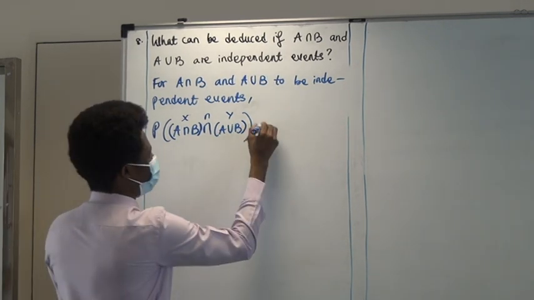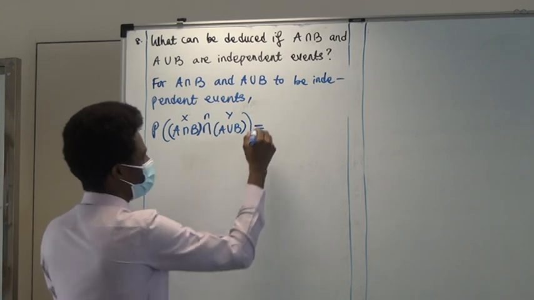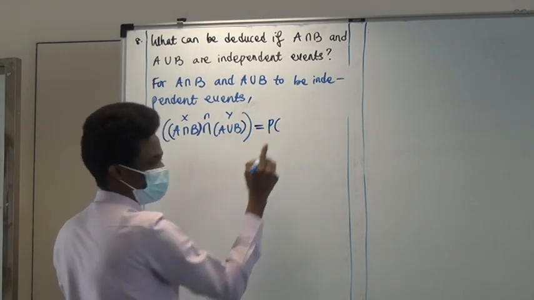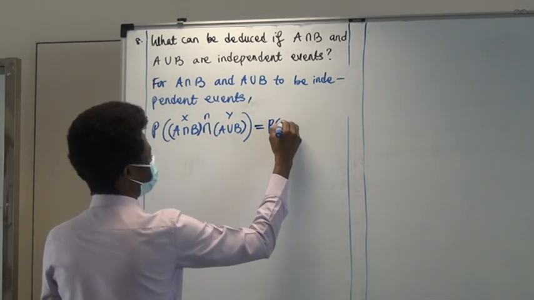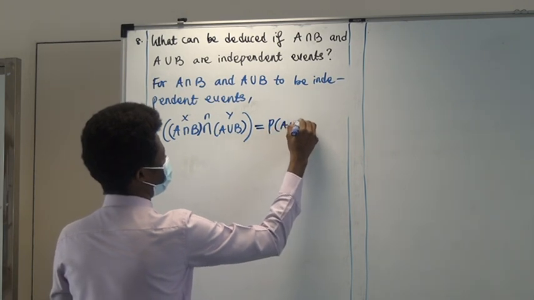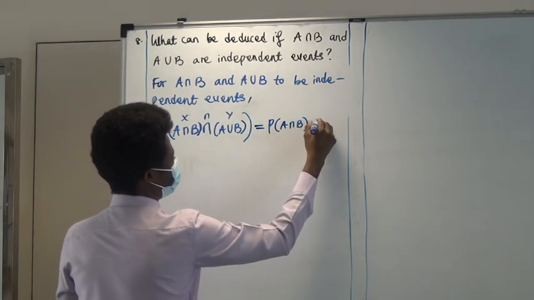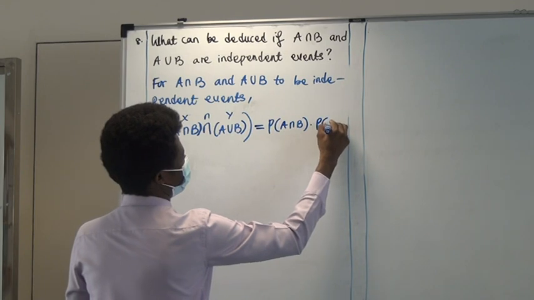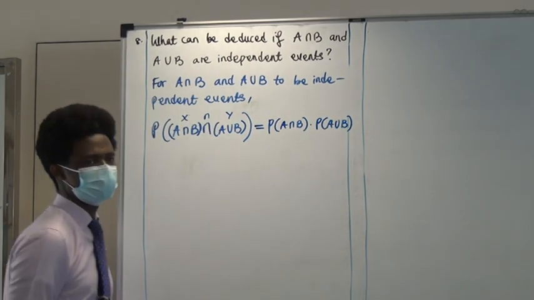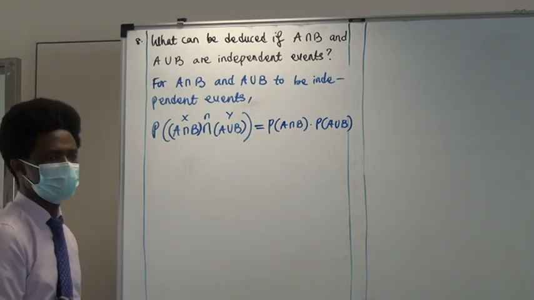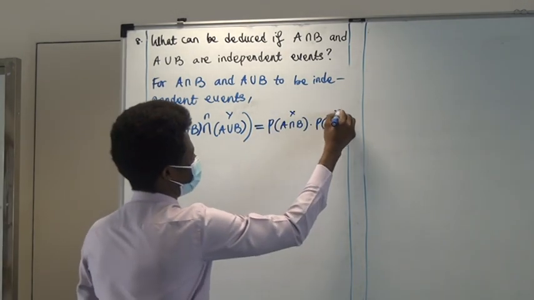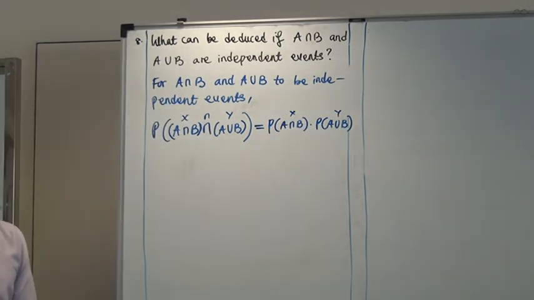So it must be equal to what? Probability of A intersection B, times probability of A union B. Okay, so that is like your x, and this is like your y, if that makes it easier.